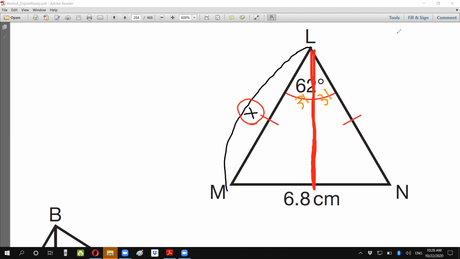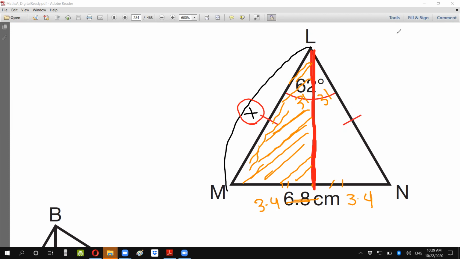Then when you divide the middle, this side is also divided into 2 halves: 3.4 and 3.4. He's asking you to find LM, which means I will solve this shaded triangle. From the angle 31, I will make a line: opposite and hypotenuse.